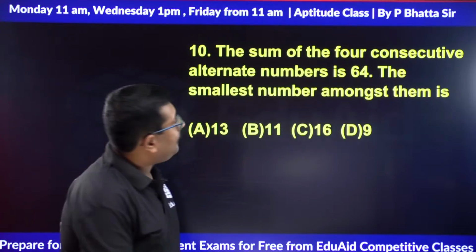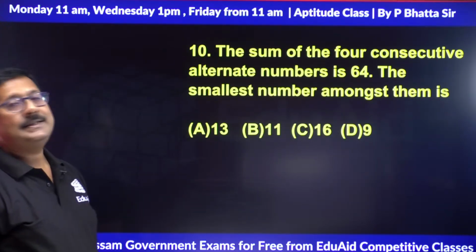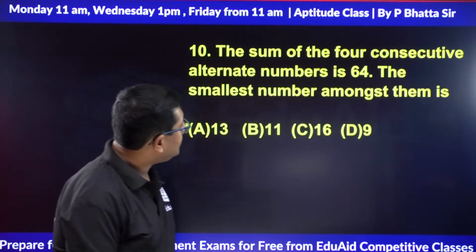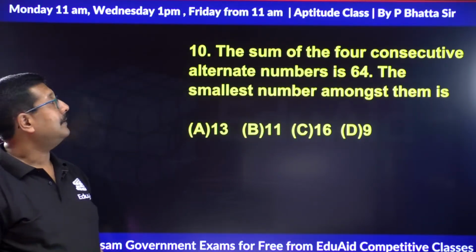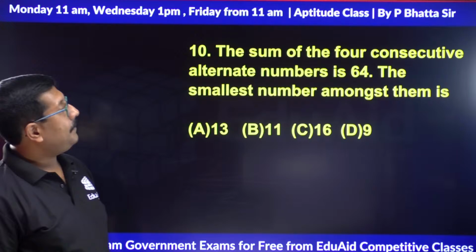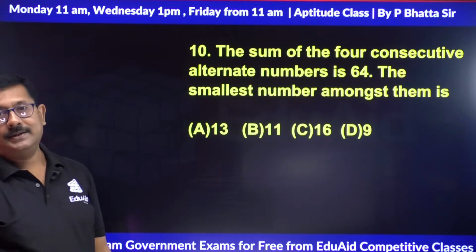The sum of the four consecutive alternate numbers is 64. The smallest number amongst them is. The sum of the four consecutive alternate numbers.